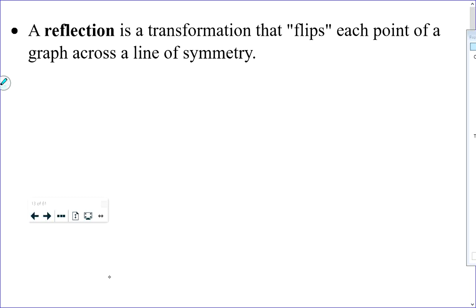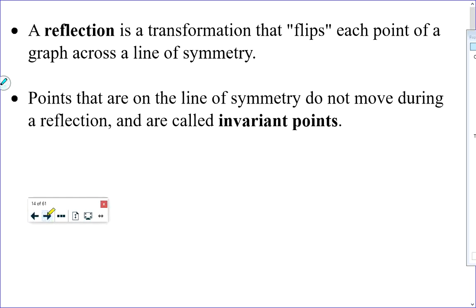And if you want, you can think of that line of symmetry as being like a mirror. So when I stand in front of a mirror, the tip of my nose gets flipped across to the other side of the mirror. The bottom of my earlobe gets flipped or reflected from this side of the mirror to the other side of the mirror. Points that are on the line of symmetry, the mirror, don't move.